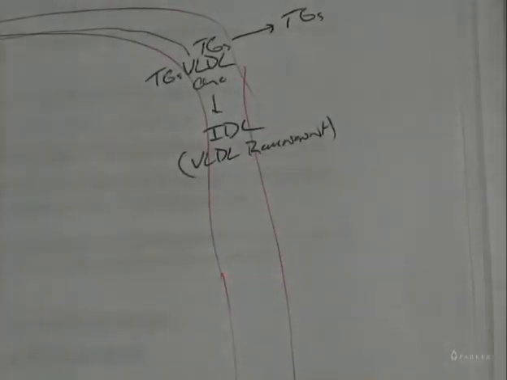Because he is a remnant of what he was as VLDL, and he is also intermediate density. He went up in density. He has more protein, he has less fat. You guys following? No? Okay, we'll go.